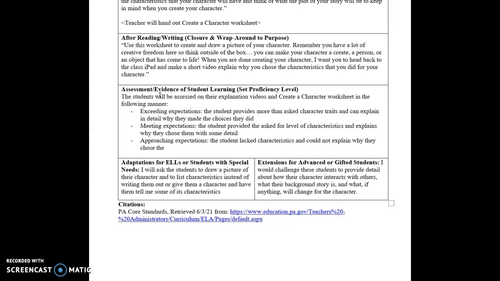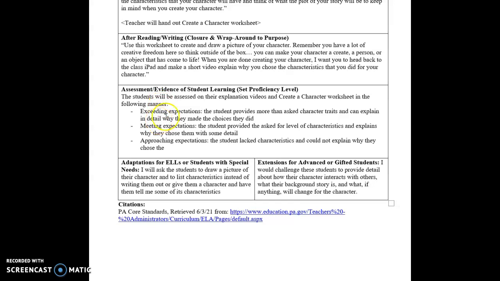But after they're done creating their character, I would have them head to part of the class. I would have a class iPad set up where they would create a short video of themselves showing me their paper and explaining each part of their character. This would allow me, instead of just seeing their work on paper, to hear their thought process and really show me whether or not they understood the different concepts that go into creating a main character.